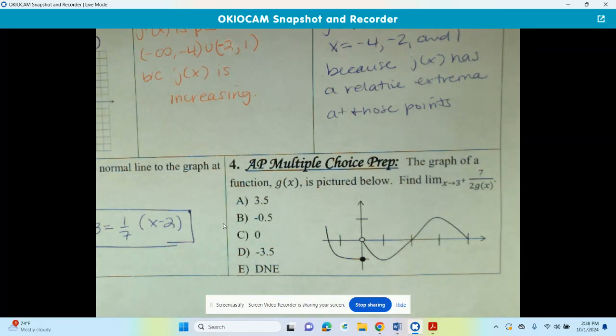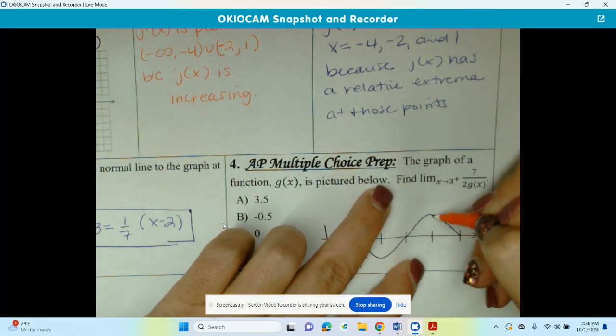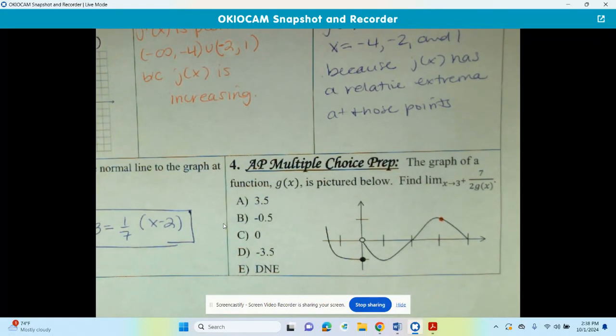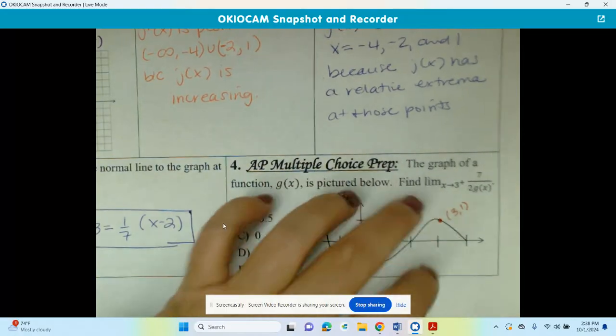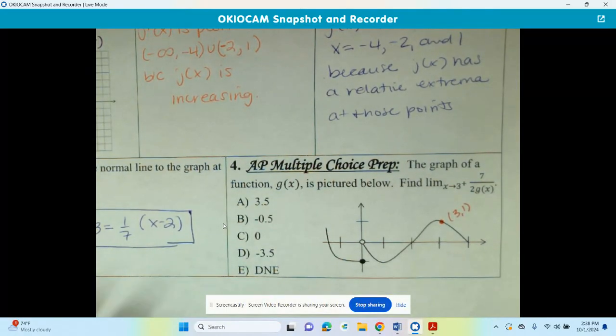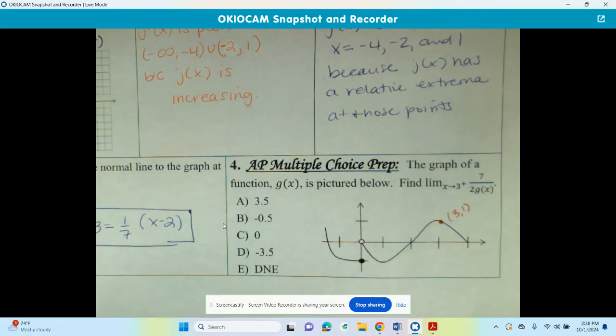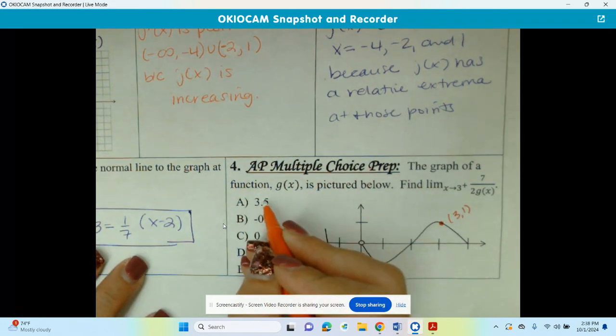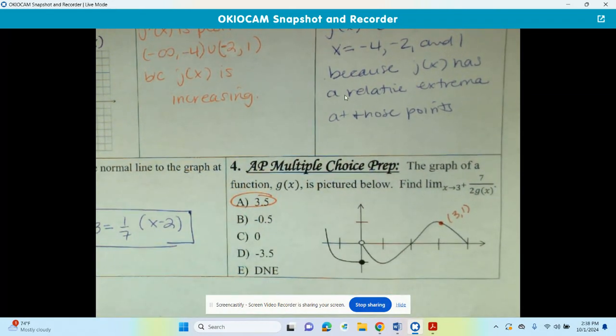Okay, so 2g of x, 3 from the right. If I go to 3 from the right, that's going to be somewhere around here, which is roughly (3, 1). So if we plug that in, it's just going to be 7 over 2 times 1. 7 over 2 is roughly 3.5. All right, so that is your warm-up number 18. Make sure you have all of those correct in your notes.